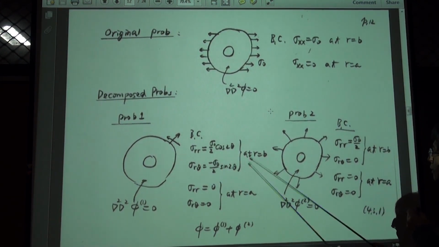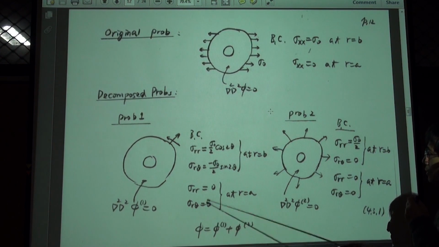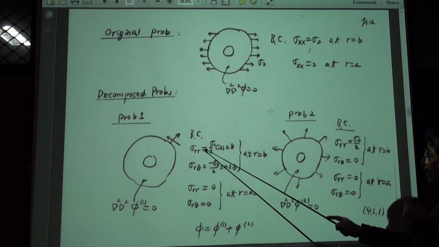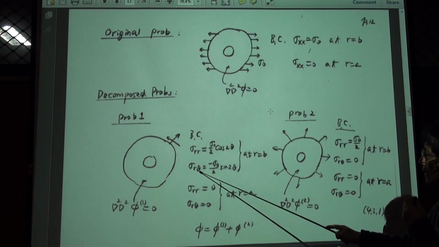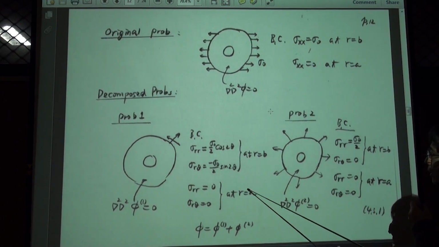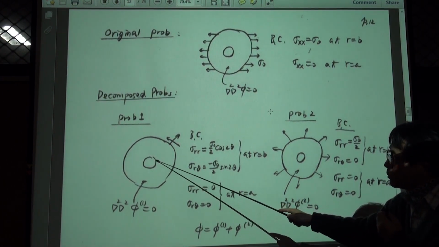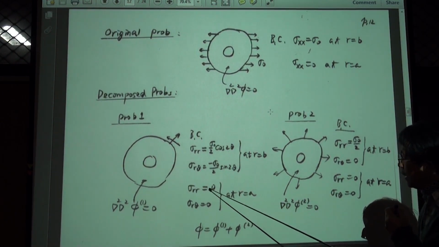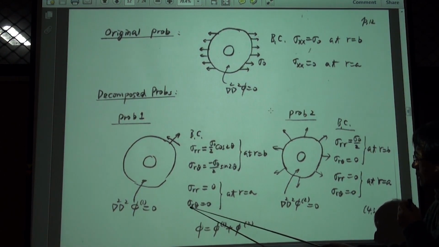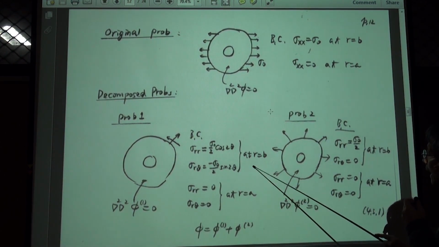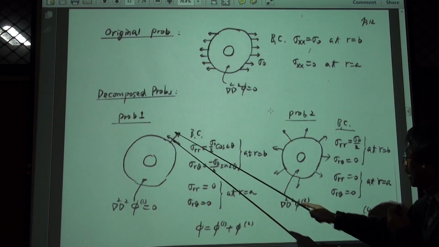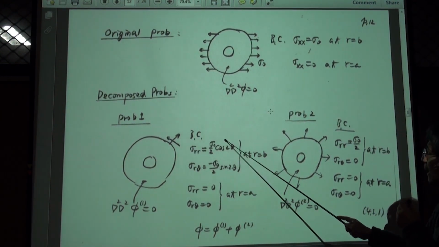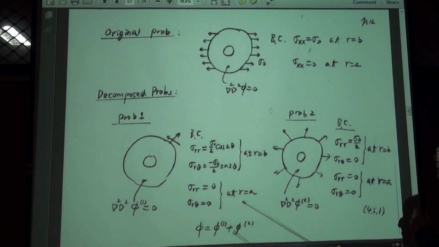Problem 1 has 4 boundary conditions. At R equals A, R equals small a, you have sigma R equals 0, sigma R theta equals 0. And at R equals B, the outer boundary, sigma R equals this, and sigma R theta equals this.